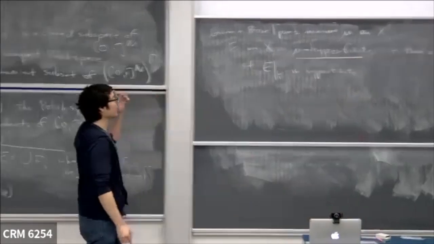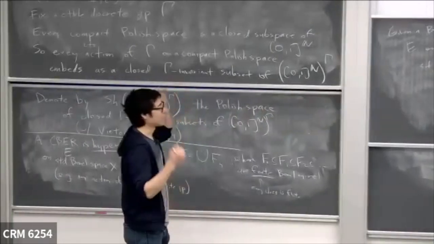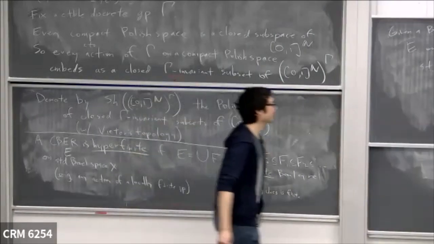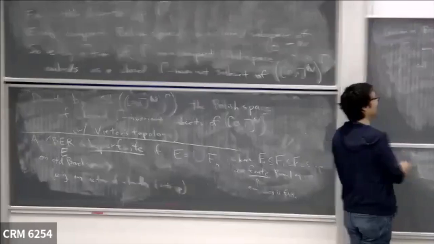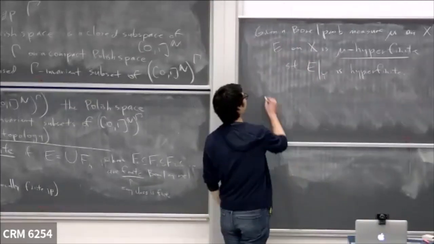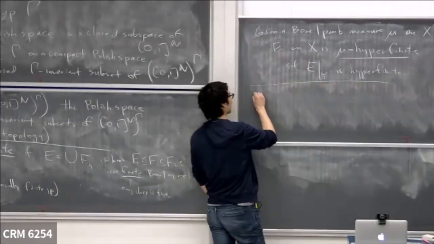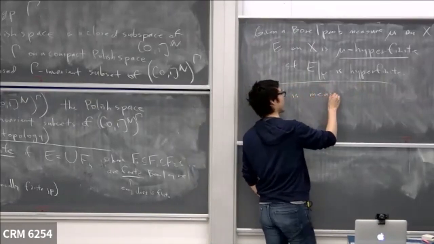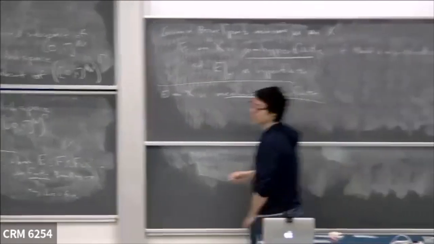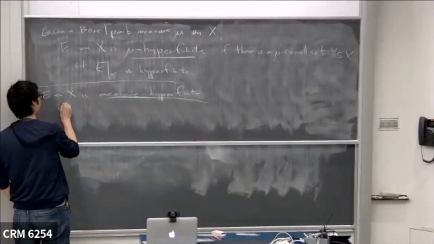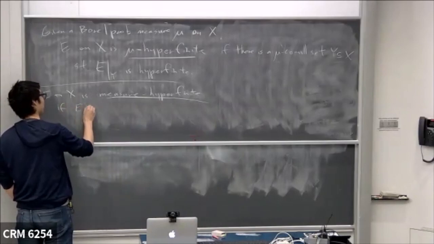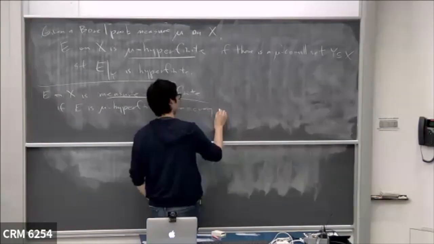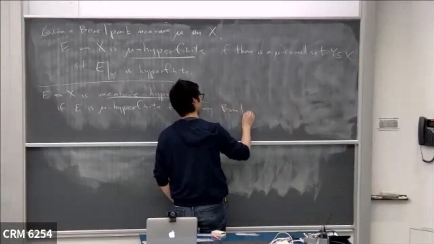Okay, and then since I don't want to fix a measure because I'm not a measure group theorist, or I am, yeah. So I'm a descriptive set theorist, right? So I'm going to allow myself to vary the measure. So I need the following. So E on X is measure hyperfinite if it's mu hyperfinite for every Borel probability measure mu.